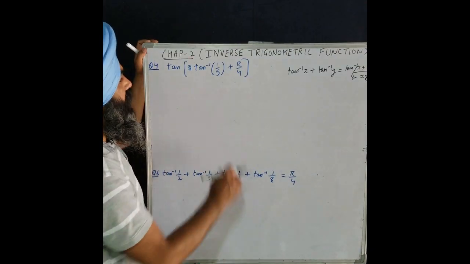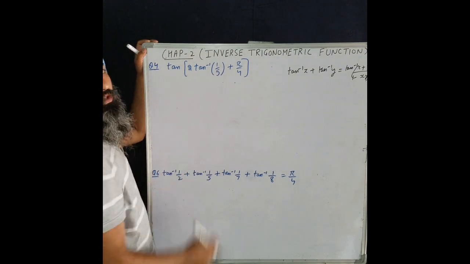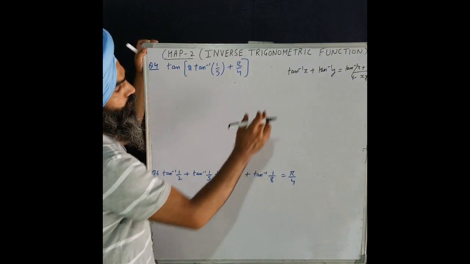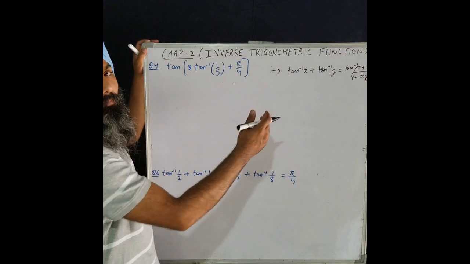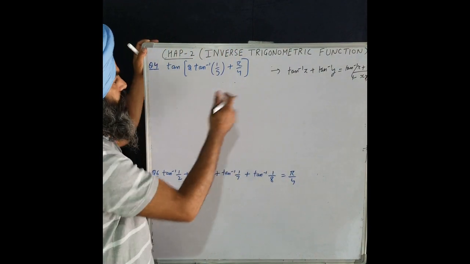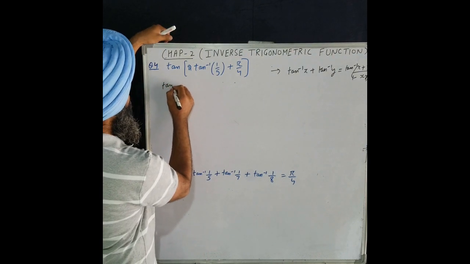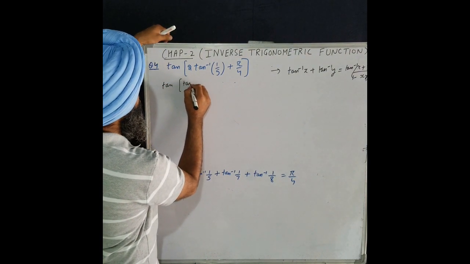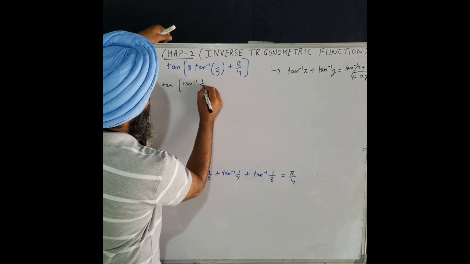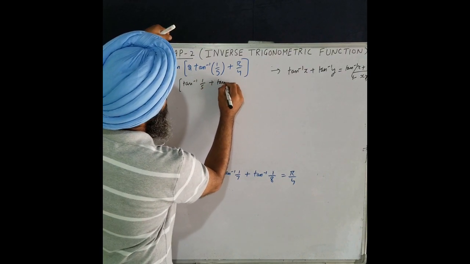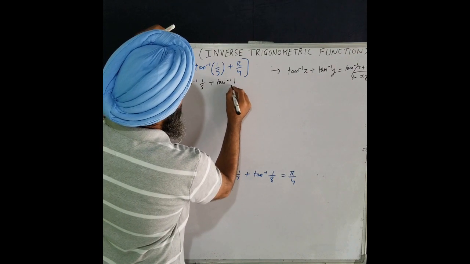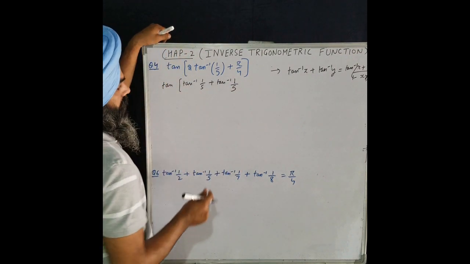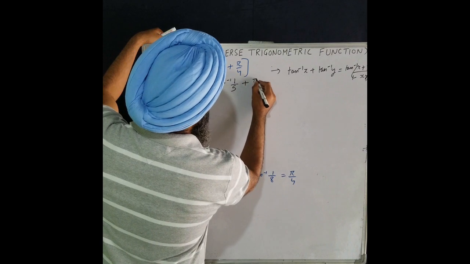Into two parts, or either you may apply the direct formula of tan inverse 1 by 5, but I suggest you to go through this formula beta, because it is a formula which is applicable in most of the questions. So it's better if we solve using this formula. Tan inverse 1 upon 5 plus tan inverse 1 upon 5, plus pi by 4.